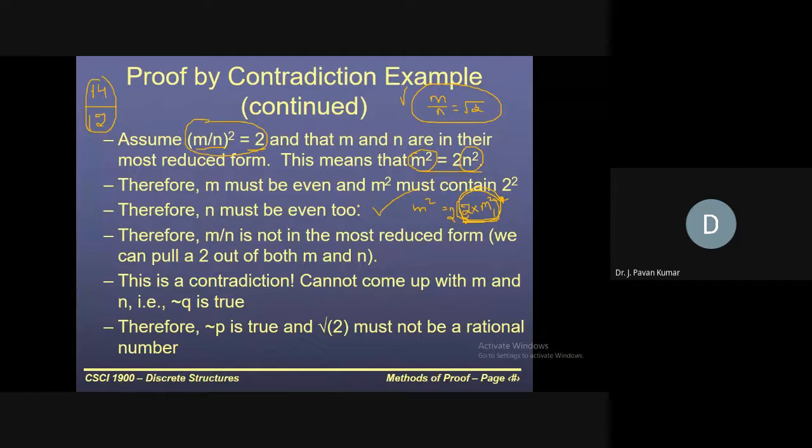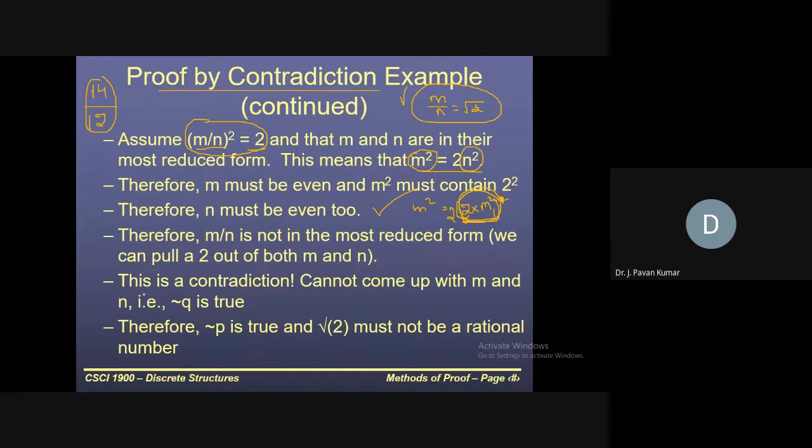Yeah, this is a contradiction. A contradiction to what? Whatever assumption we have made. That's why it is called proof by contradiction. We assumed that one statement is true, and if you analyze by continuing that assumption, we arrive at a contradiction, and we can say that whatever assumption we have made is false.